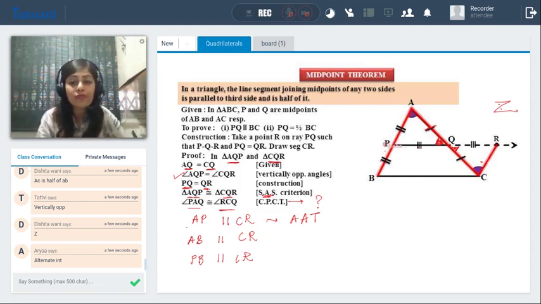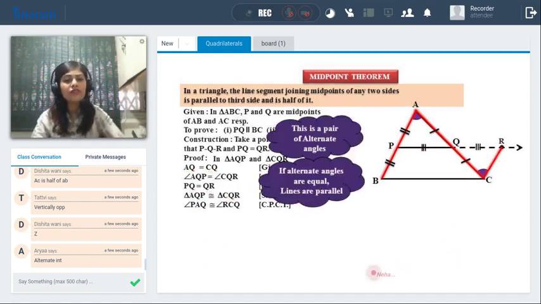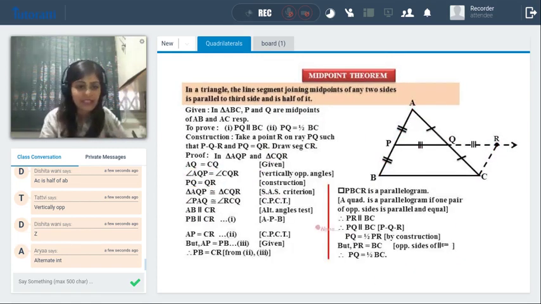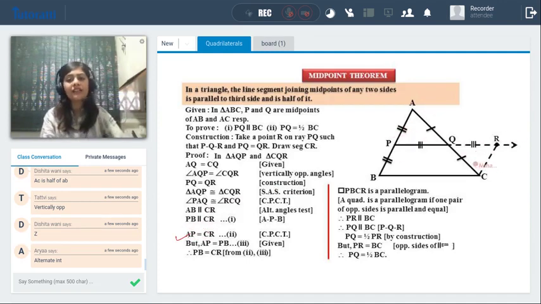Now we are going to prove PB also congruent to CR. Let's see how we do that. From the same triangle, students, pay attention. Once triangle APQ is congruent to QCR, can I also say AP is equal to CR? Yes, they are just corresponding sides of congruent triangles. So if AP is equal to CR, AP is equal to PB. That's given to us because P is the midpoint of AB.